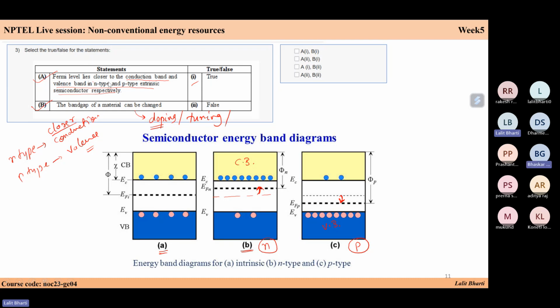A will be true and B will be false, because by doping you cannot change the band gap. By doping, our Fermi levels will change, but your overall band gap will not change. But it is not impossible to change the band gap. Let us consider doping only, so your option 3 will be correct here.